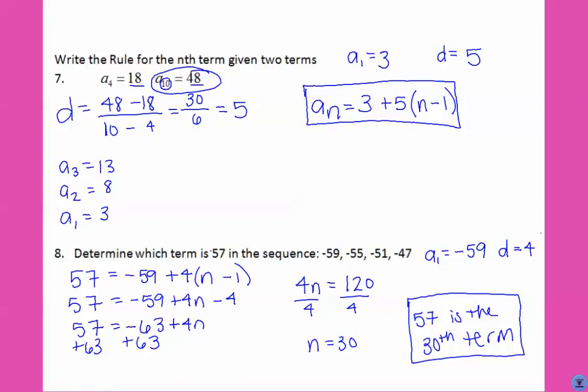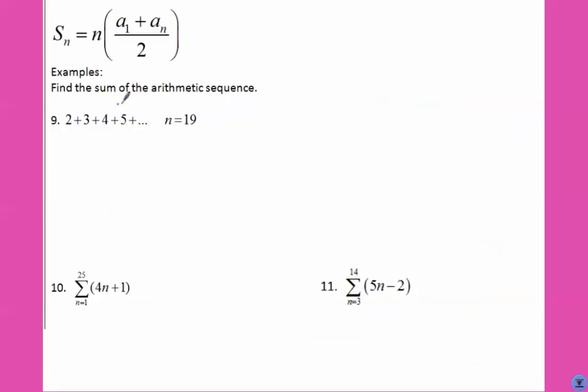So that's different things to do with sequences. Now we're going to talk about finding the sums of these sequences. So here's our equation for a sum. We take the number of terms and we multiply that with the average of the first term and the last term. So in number 9, our first term is 2. We don't know what our last term is. We just know we want the 19th term.